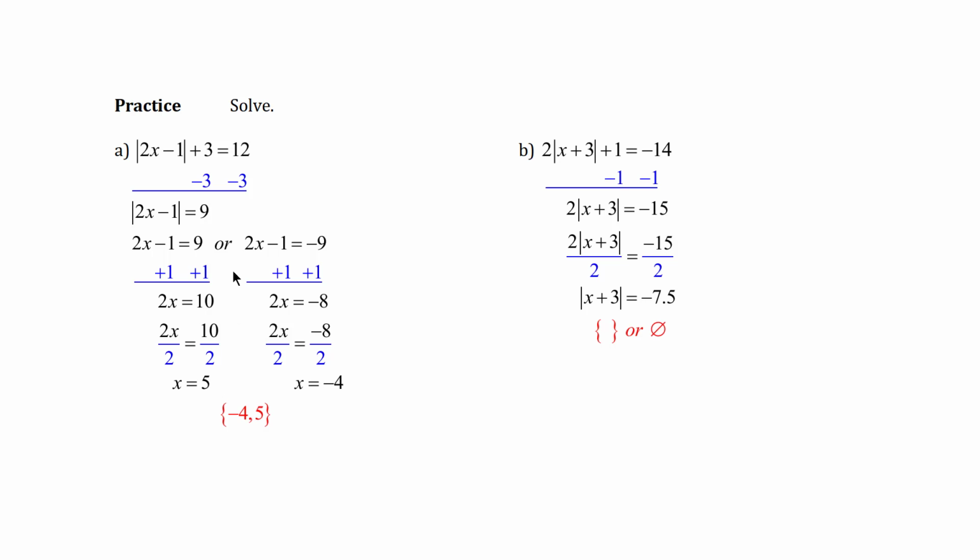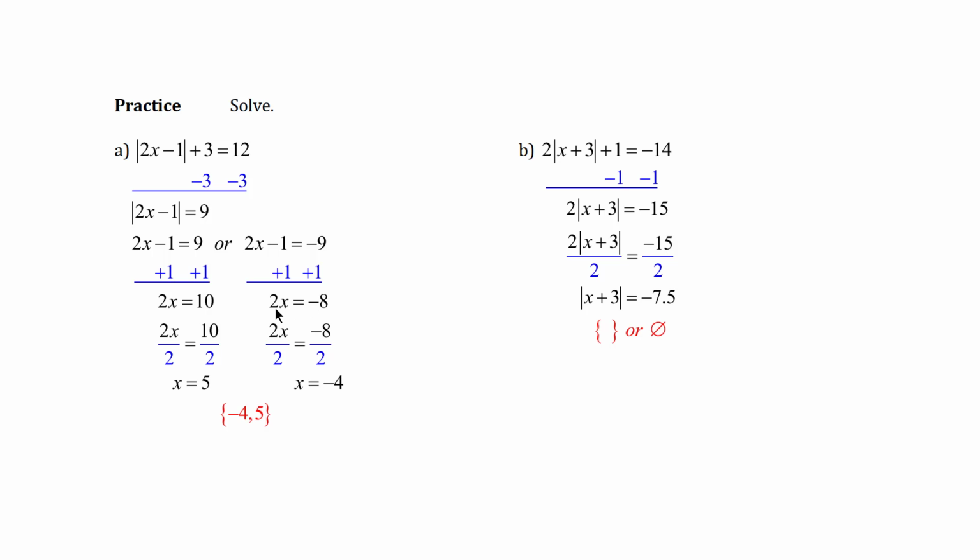Now we solve the 2x minus 1 equals negative 9 for x. We get rid of the minus 1 by adding 1 to both sides of the equation. On the left-hand side, the minus 1 and the plus 1 cancel out. We bring down the 2x. On the right-hand side, we have minus 9 plus 1 is negative 8. So the result is 2x equals negative 8.